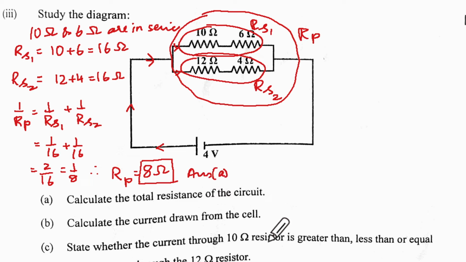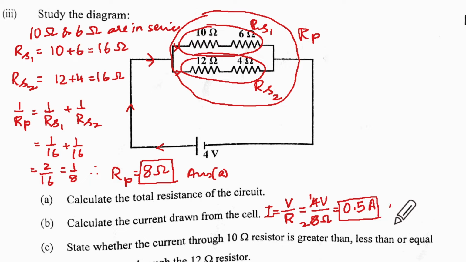Calculate the current drawn from the cell. Now for the current, you know that V is equal to IR. So I is going to be equal to V upon R. What is the total voltage offered here? 4 volts. How much is the total resistance here? 8 ohm. And then you will have 4 ones and 4 twos, which is half, meaning 0.5 ampere. This is the current in the circuit.